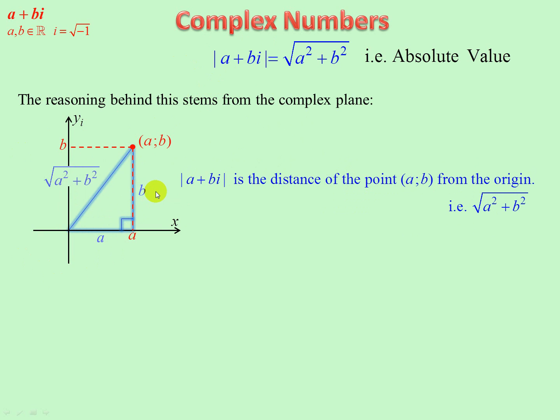So that's a, that's b. By Pythagoras' theorem, that's the square root of a squared plus b squared is that distance. So that's why the absolute value of a plus bi is the square root of a squared plus b squared. So the absolute value of 3i, well, a is 0. And that makes sense because the absolute value, 3i on the plane will be at 3 here, which the distance from the origin will be 3.